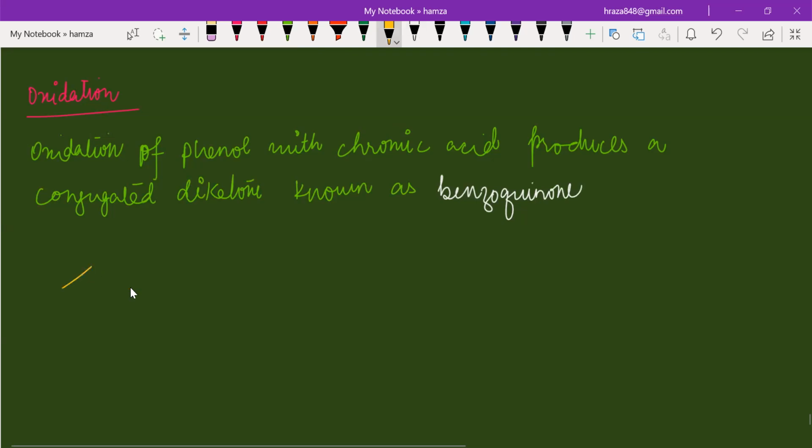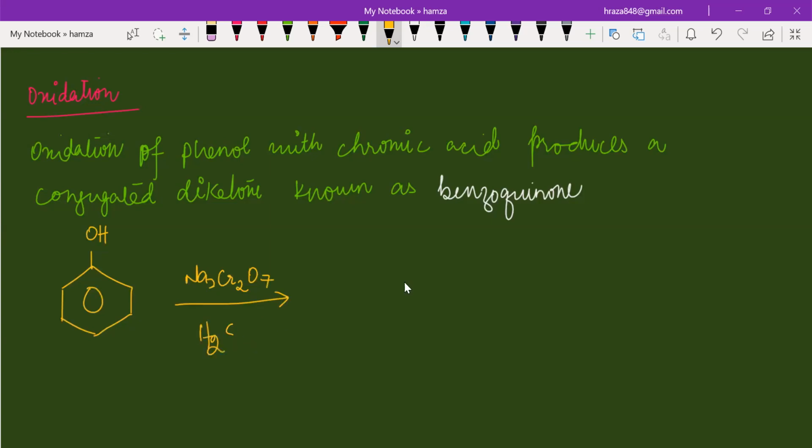So if you have phenol, like this is your phenol, and you react it with chromic acid like Na2Cr2O7, that means in the presence of H2SO4, then we will get a conjugated diketone. This is your ketone, this is your ketone. And this compound is known as benzoquinone.